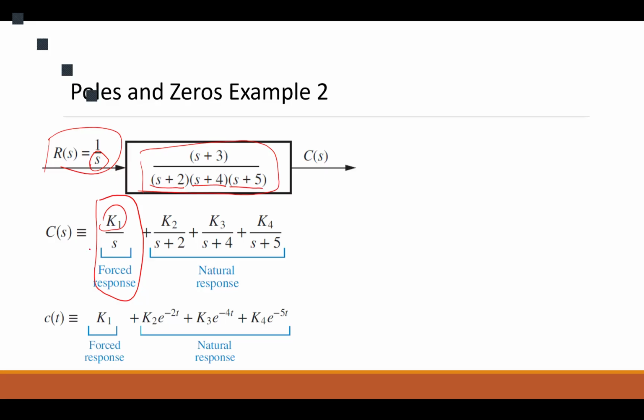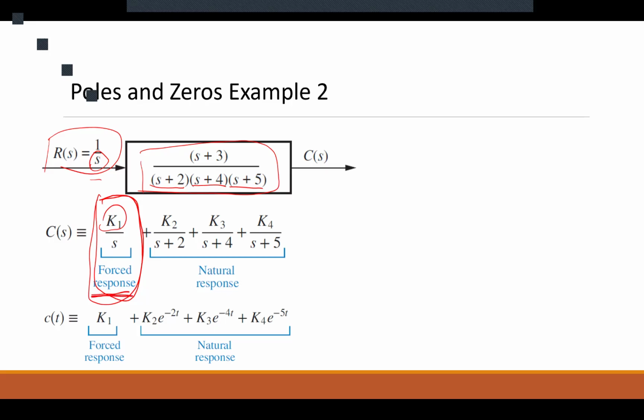So whatever terms we have that are related to the input, this is the forced response of our system. And whatever terms we have that are not related to input, that are not caused by the input, are solely caused by our transfer function. It's going to be the natural response.